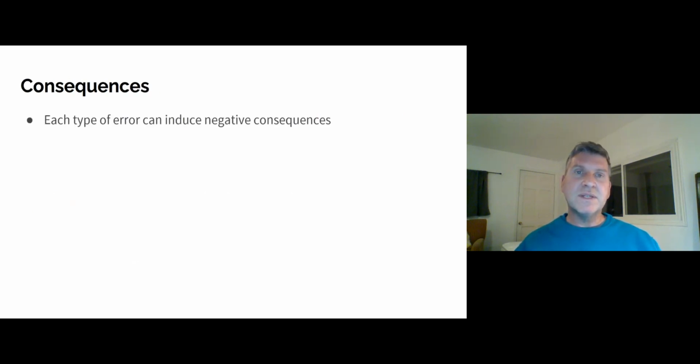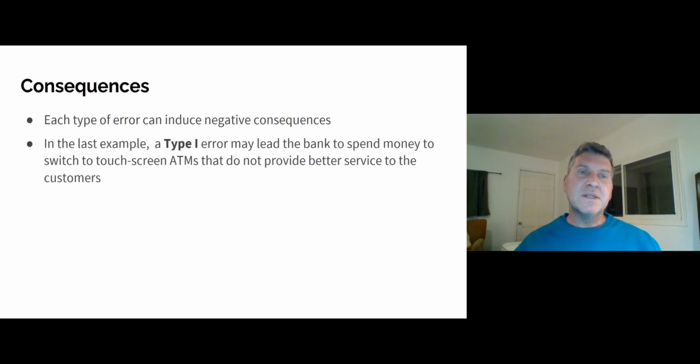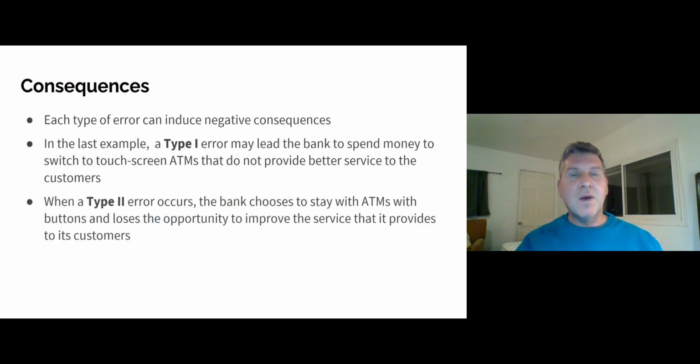So the consequences usually are negative. In the last example, a type 1 error may lead the bank to spend money to switch to touchscreen ATMs, but they don't really provide any value to the customers. Whereas with a type 2 error, the bank doesn't do anything. They just stay with the ATMs with buttons, and they lose the opportunity to make better value for each customer that uses its ATMs.